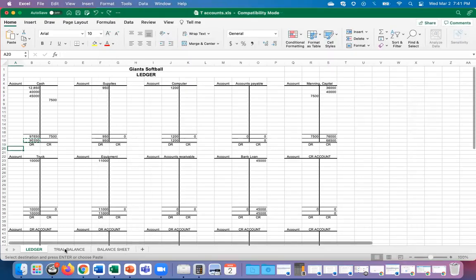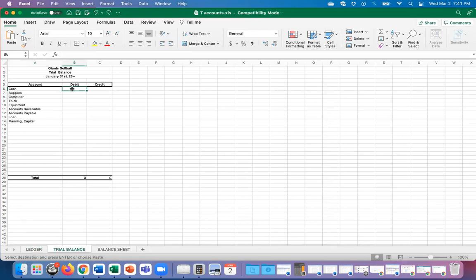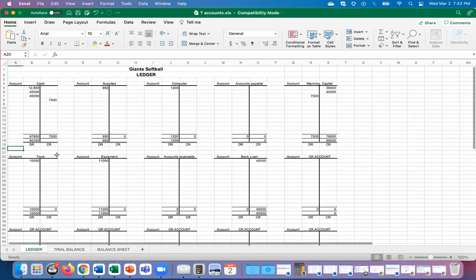Anyway, so 90,350. I'm going to put that in our trial balance on the debit side because it's a debit account. 90,350. And remember, if you're forgetting if it's a debit or a credit account, just look at what side the total's on. So this one is on the debit side. Over here in our capital account, the total is on the credit side. So if you forget, that's how you can remember.